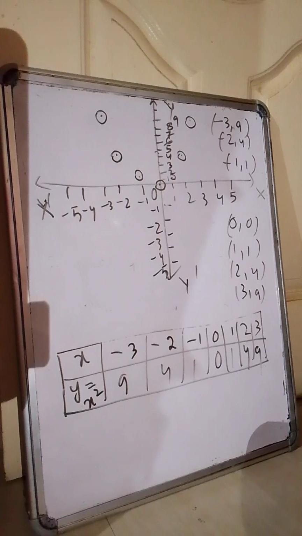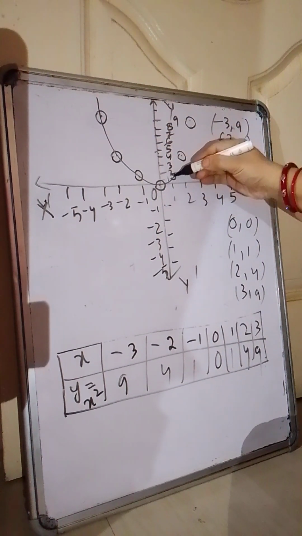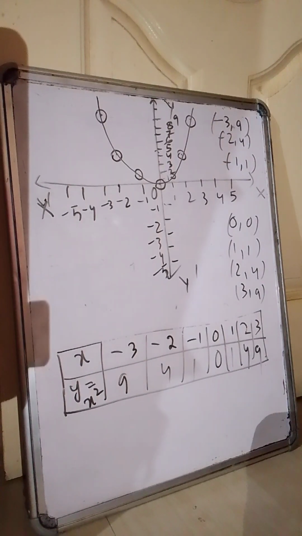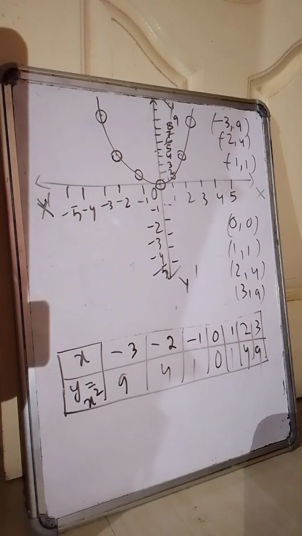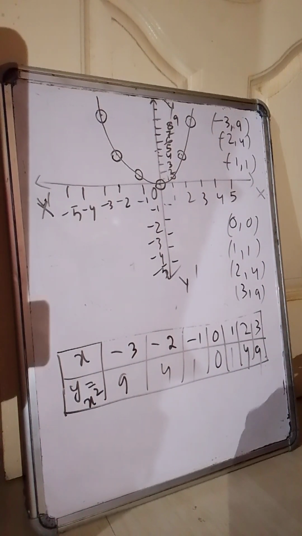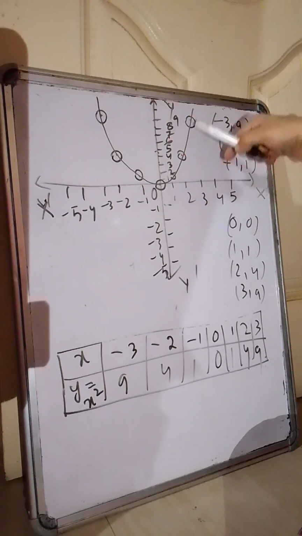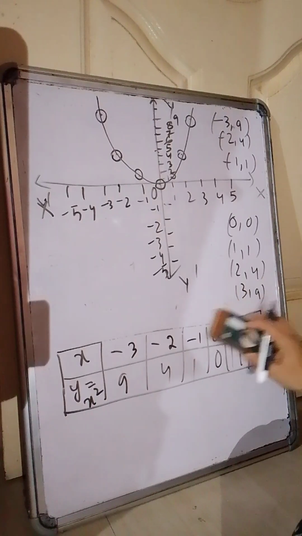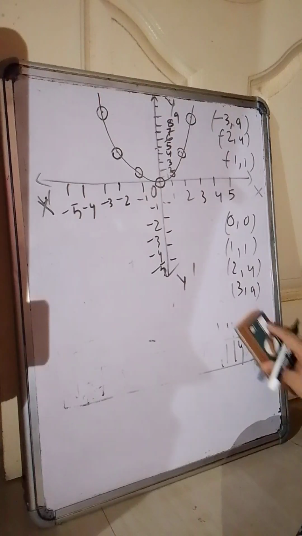Now if we join these points freehand, you will get a graph like this. And you know what this graph is? In previous classes you learned parabola, ellipse, hyperbola, all these things. So this is nothing but a parabola, a parabola along the y axis, open upwards.